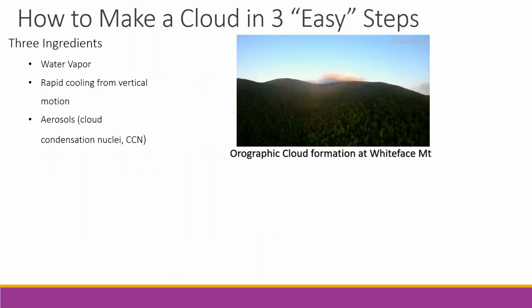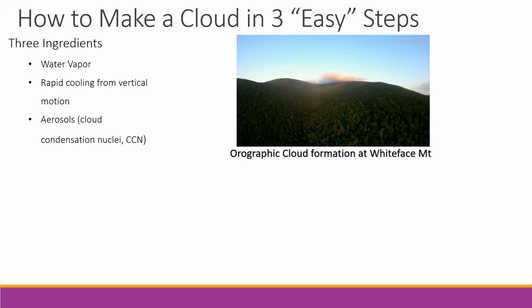Sorry about that. So it's worth reviewing how exactly you make a cloud in the atmosphere. You need three important ingredients. One important ingredient is water vapor, which makes sense. And the second is you need rapid cooling to cause the relative humidity to get above 100% to create supersaturation for water to condense.